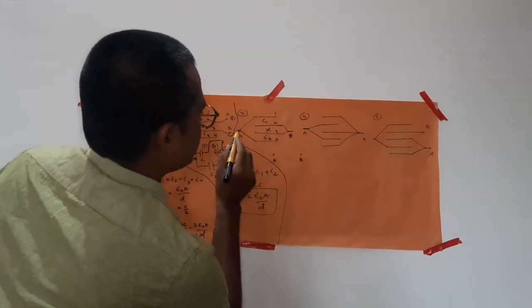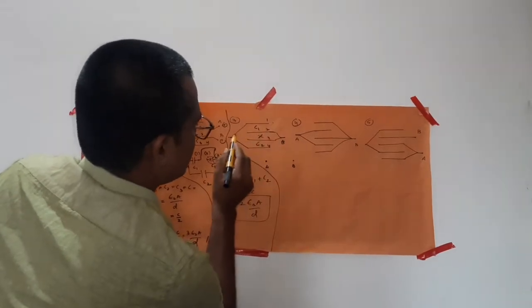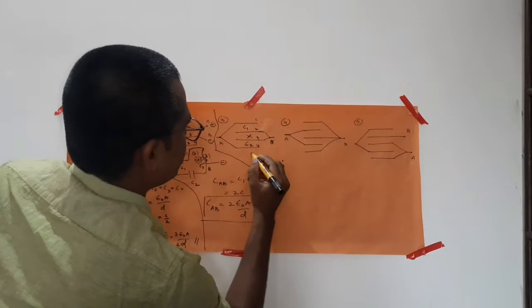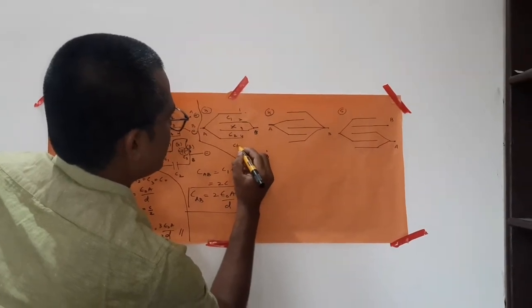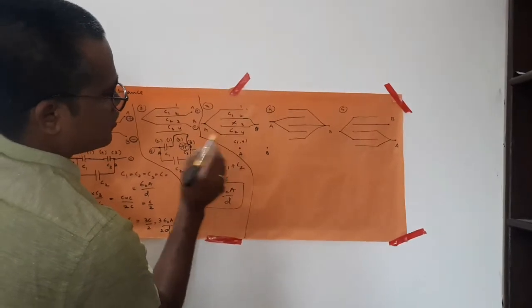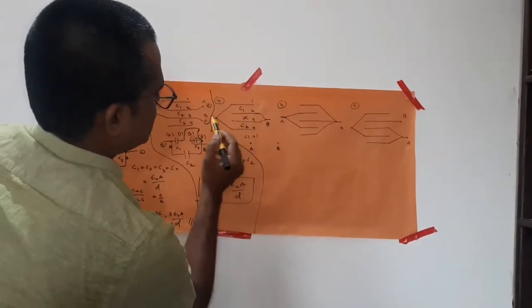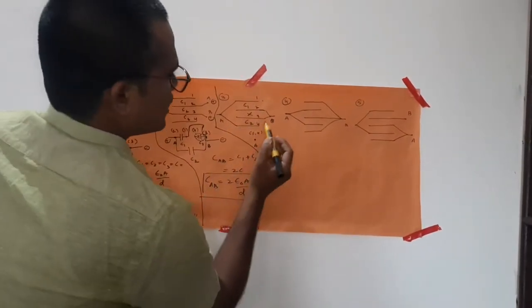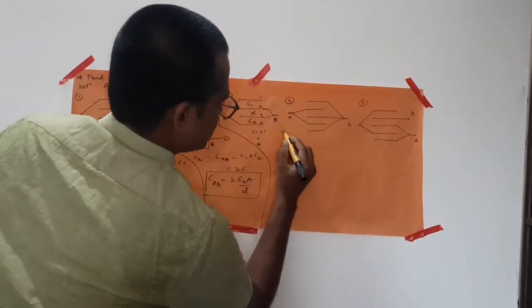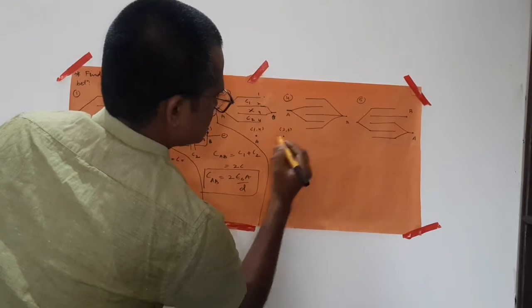Now in the same way, this is point A and this is point B. Point A is connected to 1 as well as 4. So point A is connected to how many plates? Plates 1 and 4. And B is connected to 2 as well as 3.